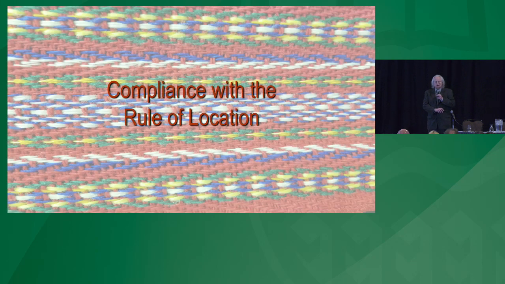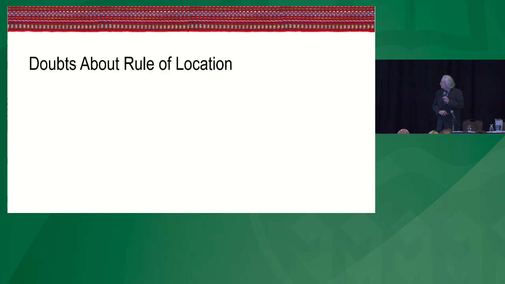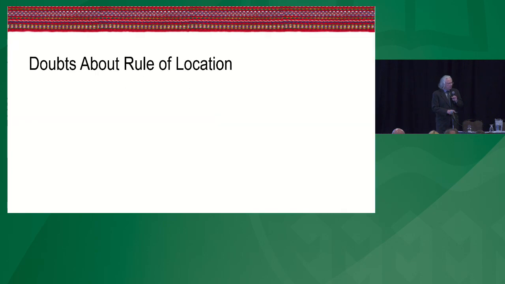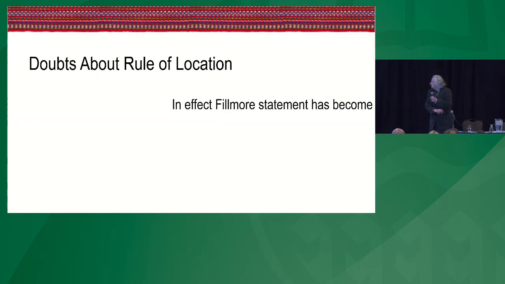So what we ask here is compliance with the rule of location. Ooh, those new batteries really work well. So this is it. Entry for land must be declared, scrip must be owned by the half-breed it is issued to. No assignment of the right of scrip is recognized, but after the half-breed land scrip has been applied to the land, the land may be transferred. That's because there is no land. There's no legal description to make any sort of transfer, right? It has to be located. So we have doubts.